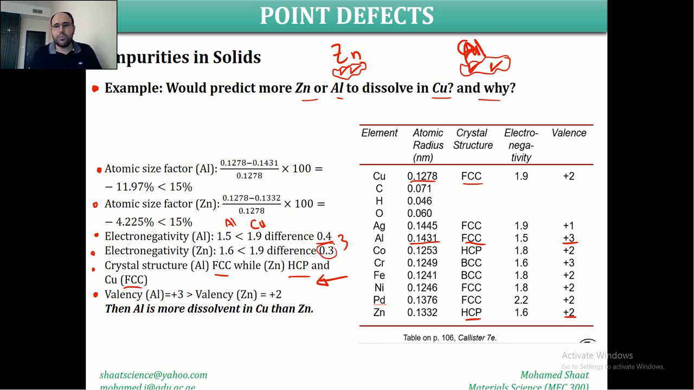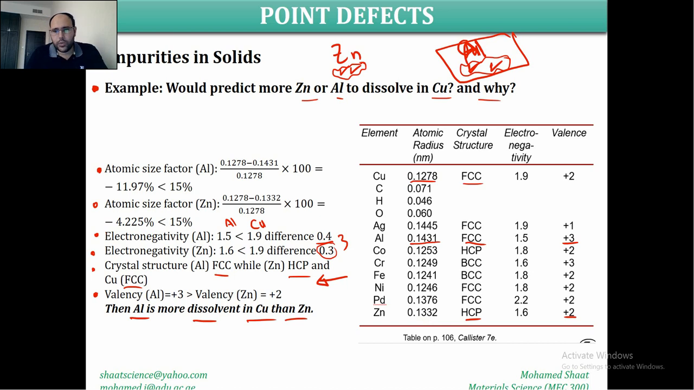That's why this adds more value to the aluminum being more soluble in the copper than the zinc. So that's why we say that aluminum is more soluble in copper than zinc. The reason is according to these 4 conditions. All right, so this is simply how, and this is the objective of today's video.